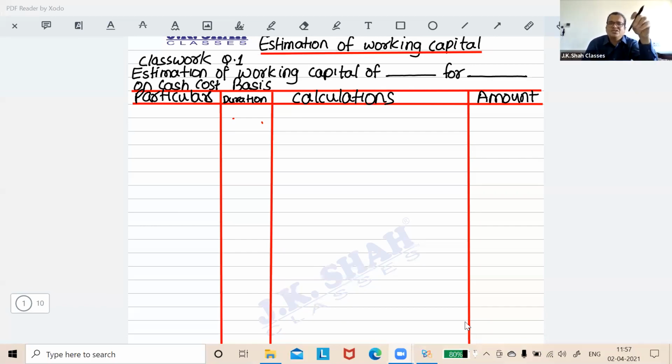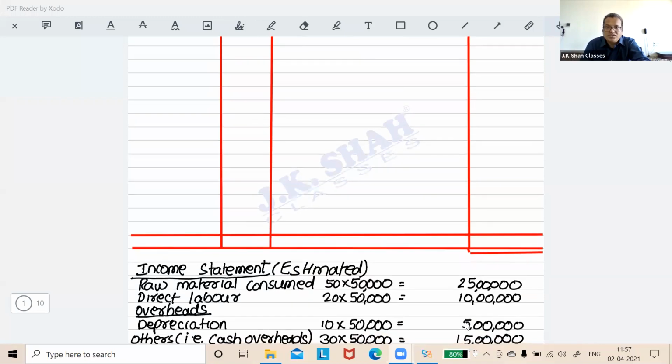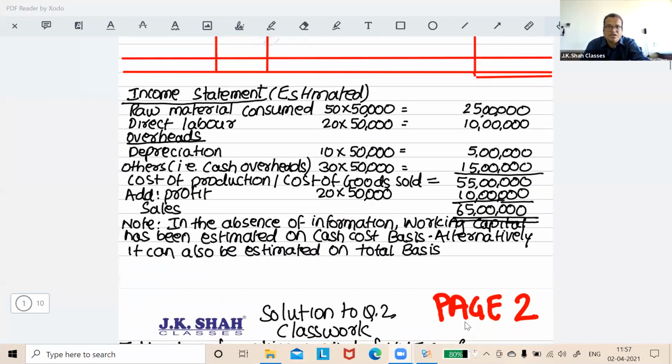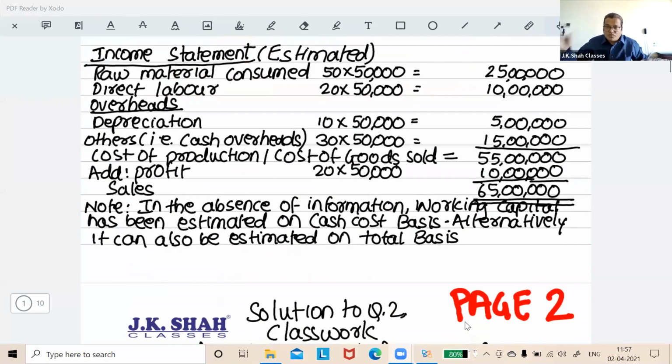Particulars column where we have to just write current asset, current liability, stock, debtors, that much space. Duration is where you write 1 month, 2 months, 10 days, 30 days, that much space. Amount is as usual the amount column. Maximum space you should keep in the calculations column. Now, see this part, very important.